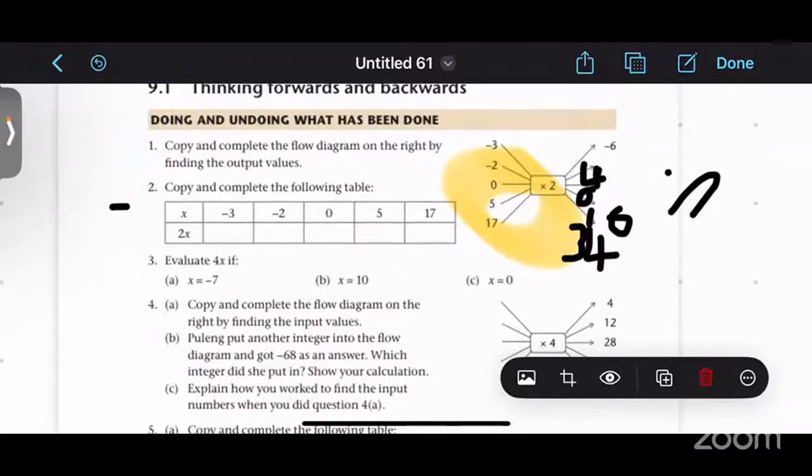Let's move to number 3. Number 3 says evaluate for x if x is equal to -7.